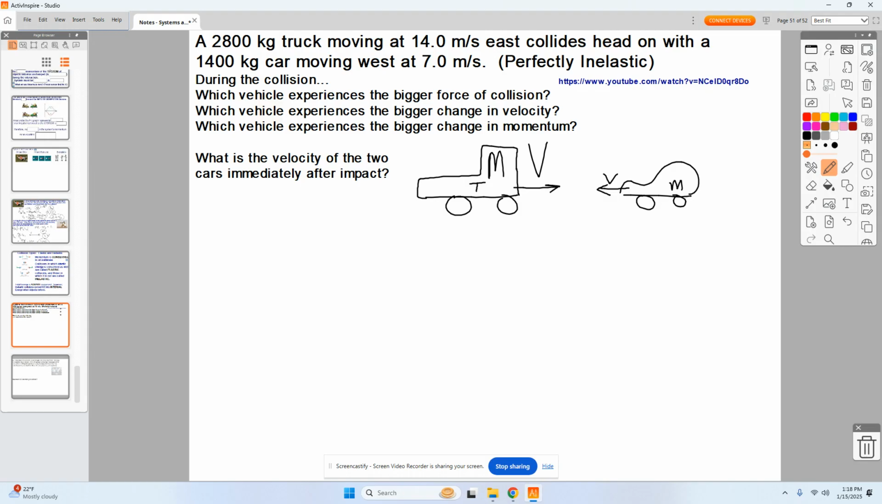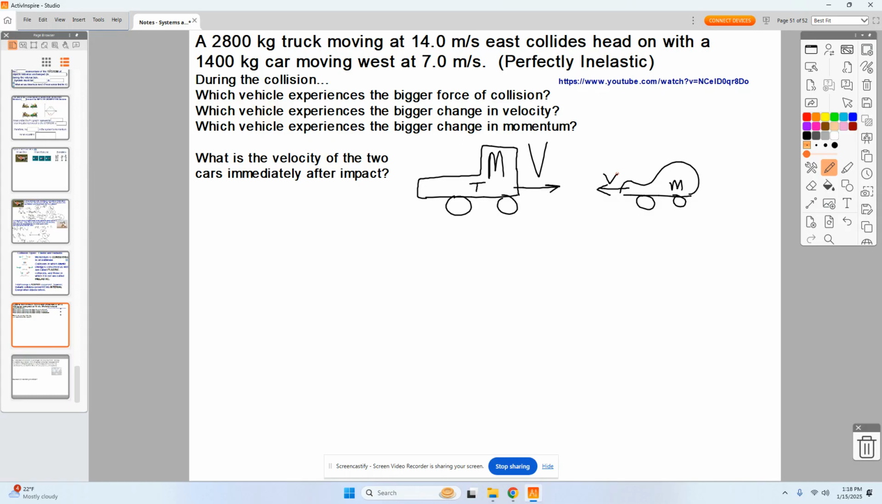Big truck traveling fast, lots of momentum. Little car traveling slow, little momentum. Which one experiences the bigger force of collision? The same. Which law are you relying on? Third law. Forces always come in pairs, equal but opposite. So when they hit, forces are the same.